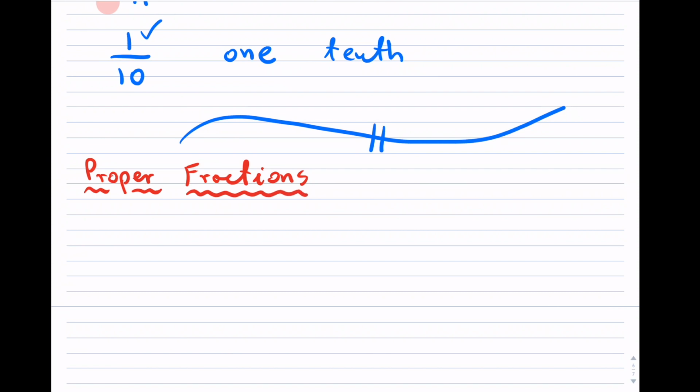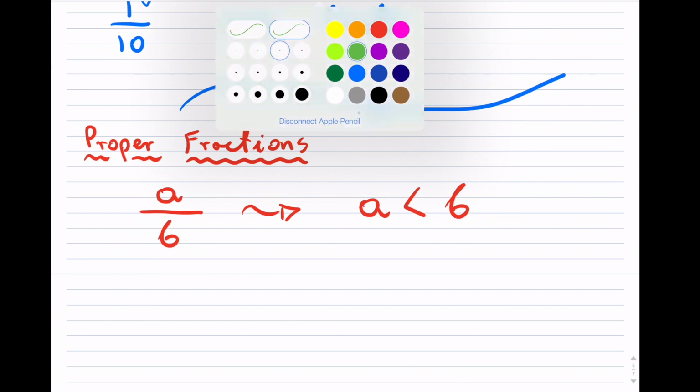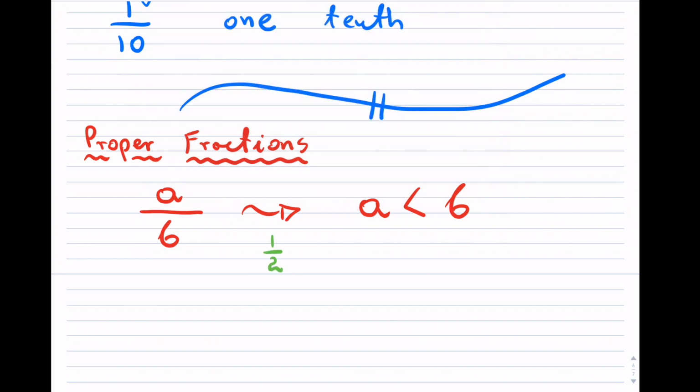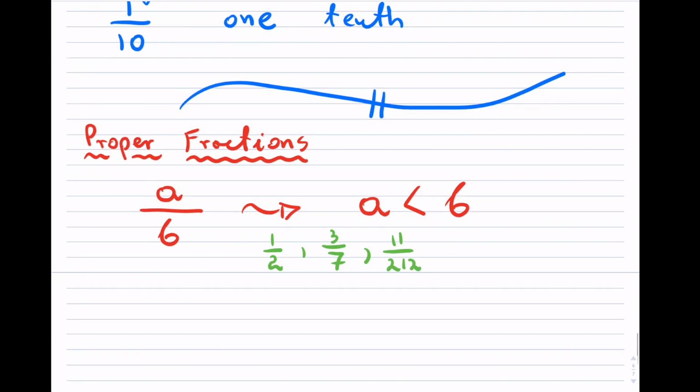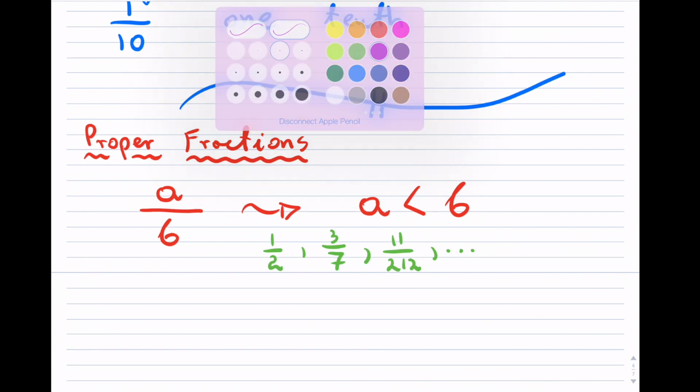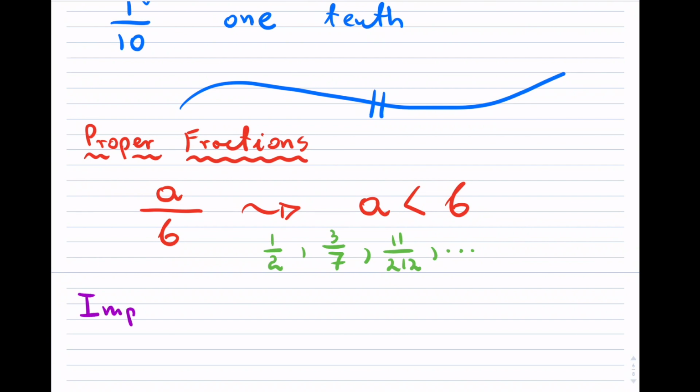So what are proper fractions? Well, by definition, if we have a fraction a over b, we say that it is proper if and only if our numerator is smaller than our denominator. So examples: 1 over 2 is proper. 3 over 7 is proper. 11 over 212 is proper. Okay, and so on. These are proper because the numerator is smaller than the denominator. Okay, that's 1.